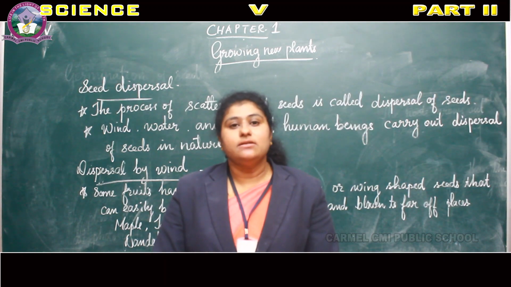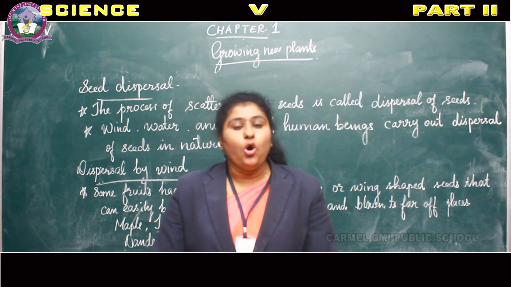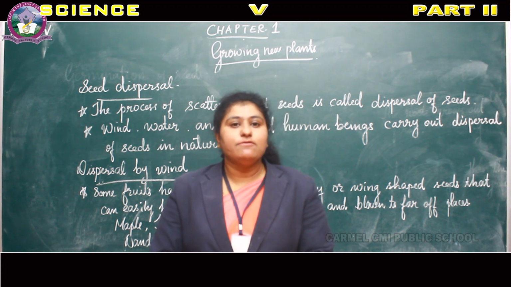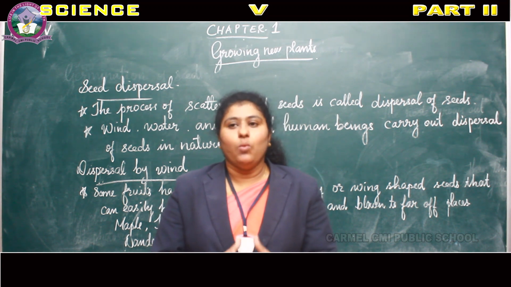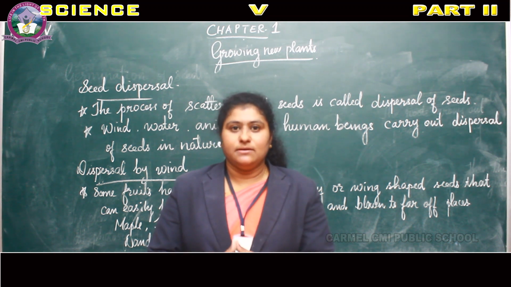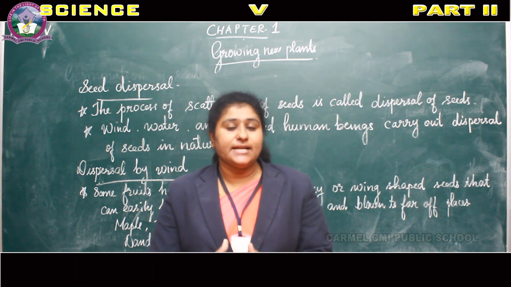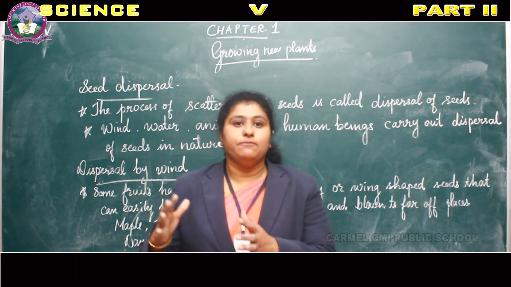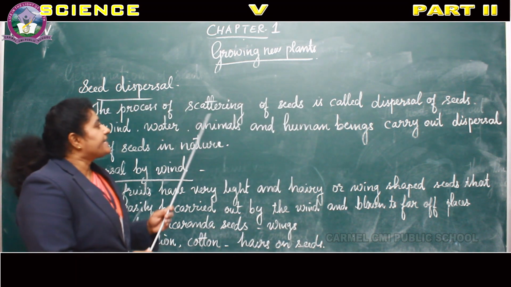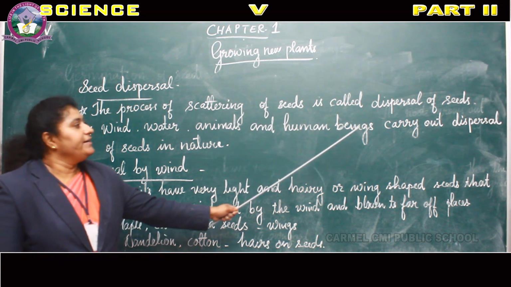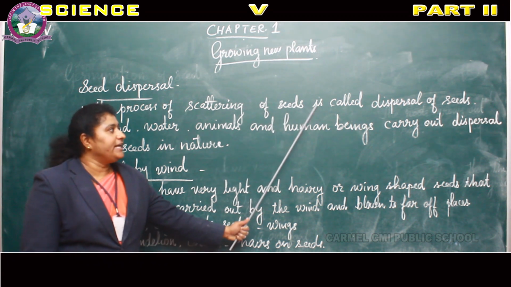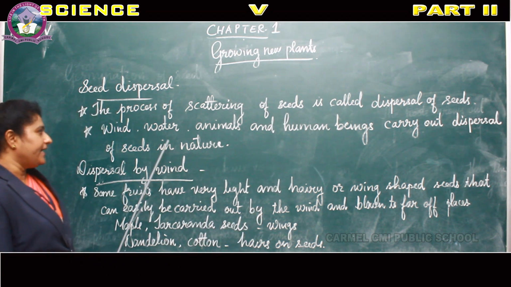Next is seed dispersal. If all the baby plants grew near the parent plant, they would have to compete for food, water, sunlight and nutrients to grow into a healthy plant. Therefore, it is necessary for them to scatter far from one another. The process of scattering of seeds is called dispersal of seeds.